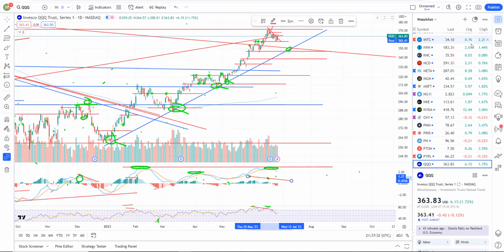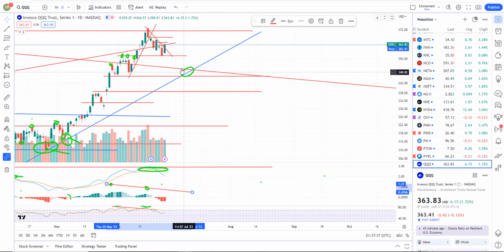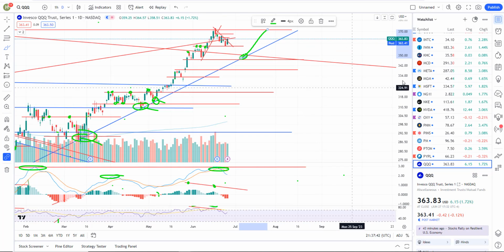I don't have that yet. So that is the only thing we're looking at. And again, down here at this trend line, if you're a bull, that's where you'd want to be buying, all right, for the next leg higher.